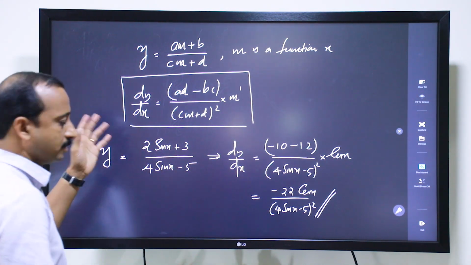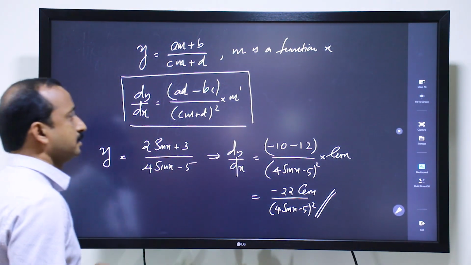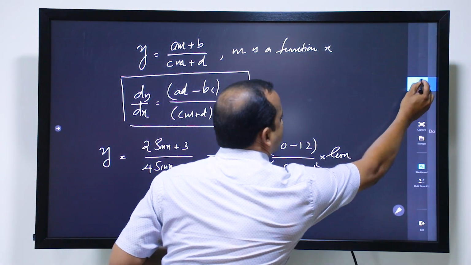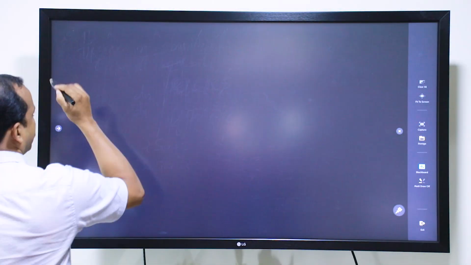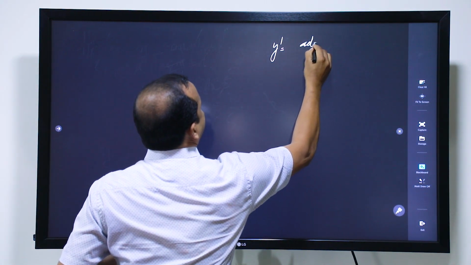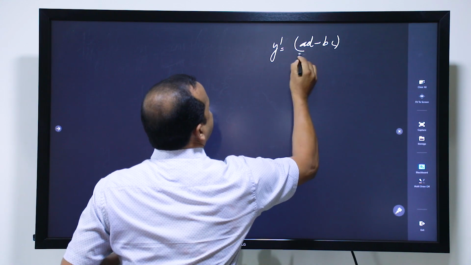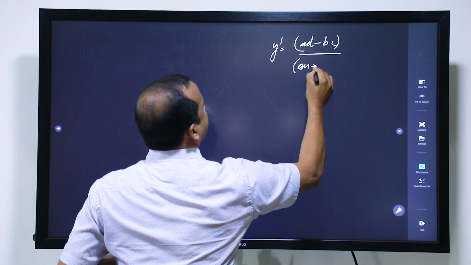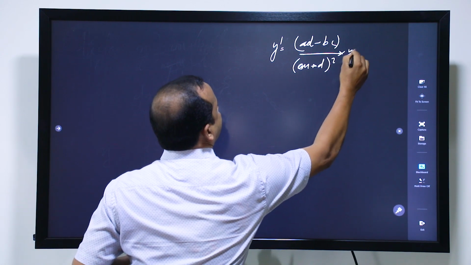It's an objective question, so we find the derivative of this type of function very easily. Now discuss one more question using this formula. The formula: y dash is equal to (AD minus BC) divided by (cm + d) the whole square into m dash.